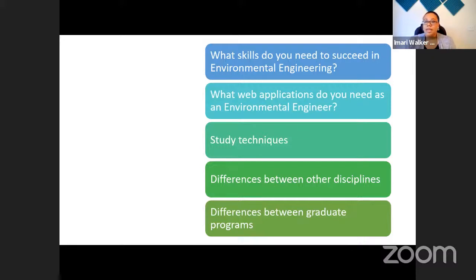Differences between other disciplines. Some of you know that I started as a marine science major at UC Berkeley, so I was not doing engineering. And then sometime around my third or fourth year, I realized that I wanted to be an environmental engineer and that I wanted to switch gears.